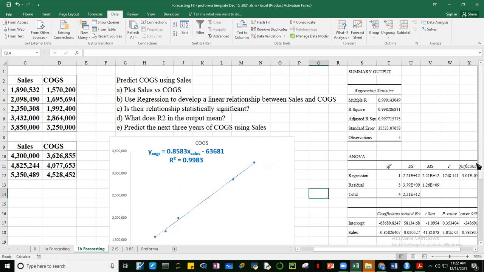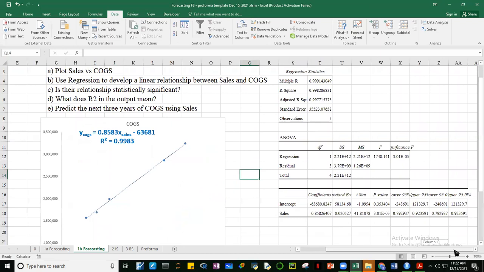Okay, then we also look at this overall test of significance. Overall, guys, our model is able to predict cost of goods sold kasi yung significance ng F test natin is practically less than 0.5. This is practically 0. So overall significance ng model natin is good, it's okay.